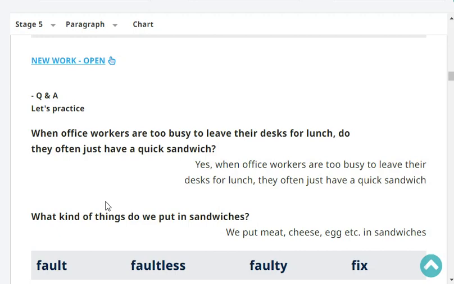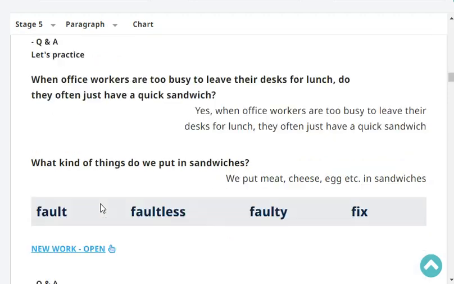When office workers are too busy to leave their desks for lunch, do they often just have a quick sandwich? Yes, when office workers are too busy to leave their desks for lunch, they often just have a quick sandwich. Right.